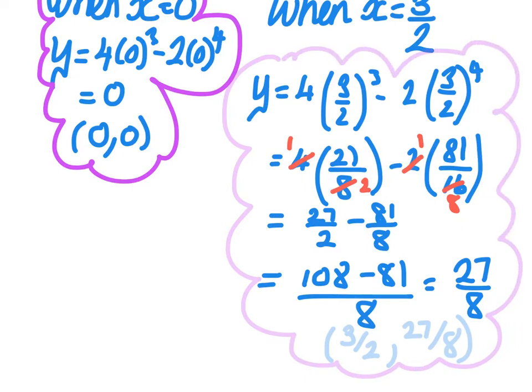Okay, so I now know the 2 points that are stationary, and I just need to work out what their nature is. So I'm going to create a nature table for each. So we'll start with the 0. And remember, I need to have the x, I need to have the derivative, and I need to have the slope.